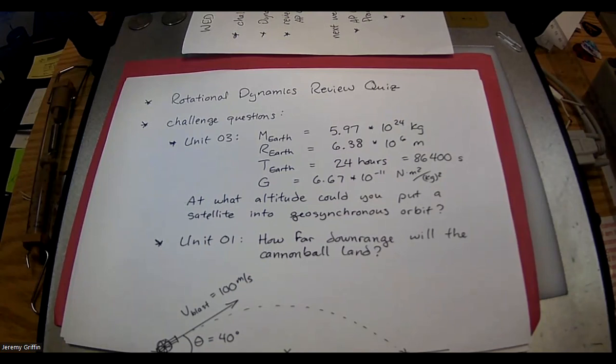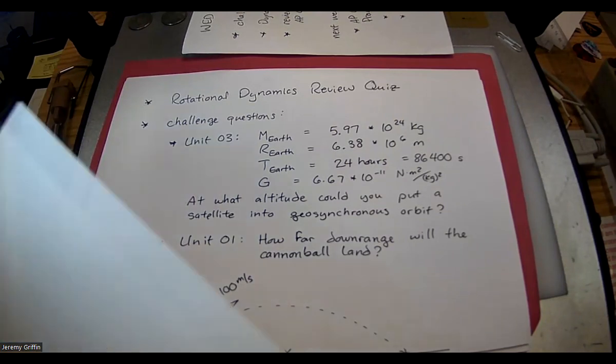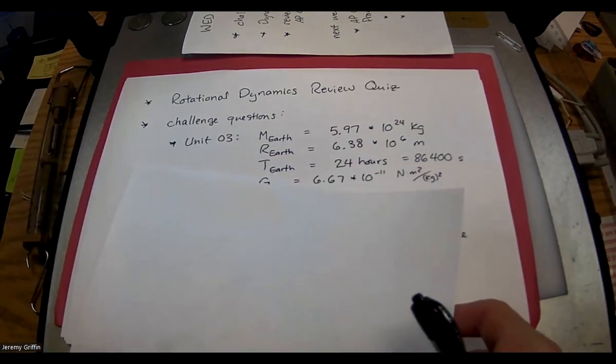How about this? Has something to do with orbits, right? Does anybody know a formula for orbital speed, maybe? Orbital speed? Yeah, what you got? Square root of GM over R. Okay. So you're saying orbital speed is square root GM on R.